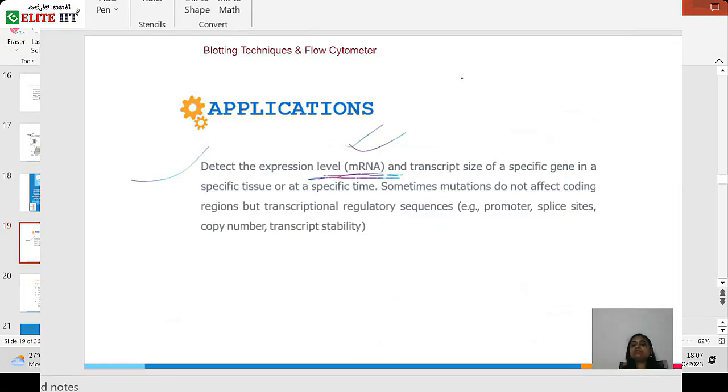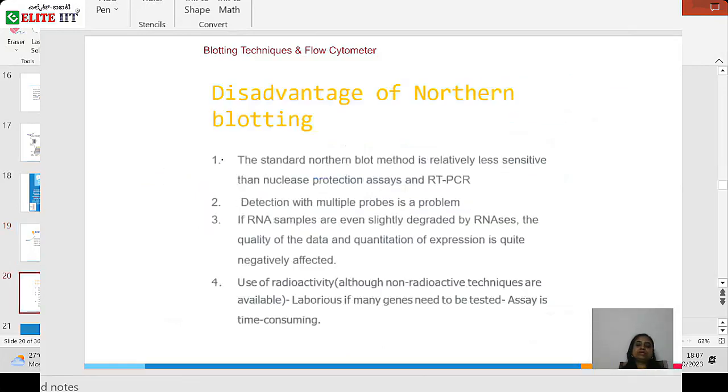Transcript size means, if you consider this is the size of the DNA gene, whenever you are getting mRNA, the size of the transcript will be less. So you can determine the size. Now the disadvantages. The main disadvantage is that you have to use radioactive material. That is for all the blotting processes; mostly you have to use radioactivity, which is not good for health.